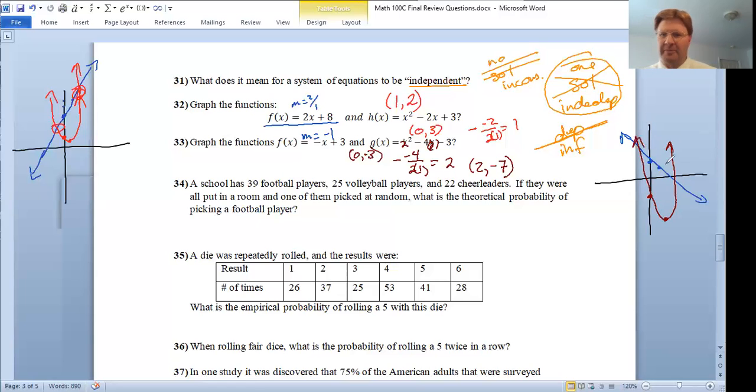A little better. That guy's kind of going straight up. Sorry about that. But there's the graph of it. And again, on the final, you might have to identify those 2 points and then select which points those points are and find the intersection of those 2 graphs. It's quite possible. All right, number 34.